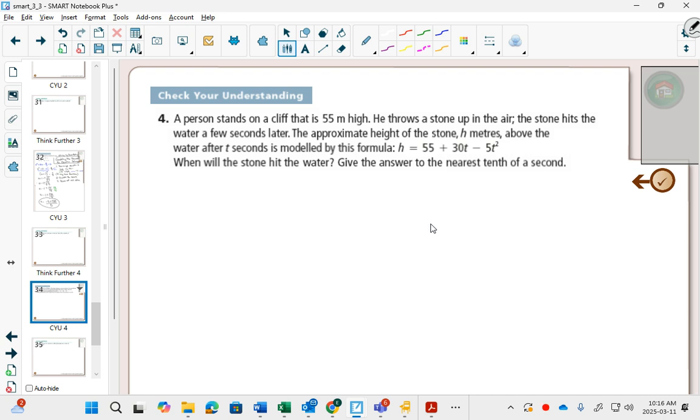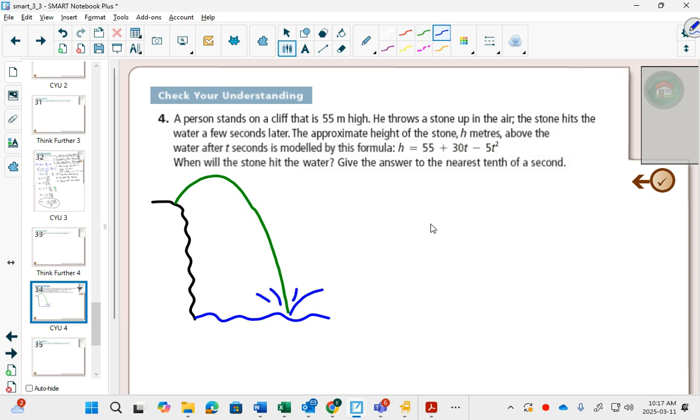Now, it's important to visualize what's happening. So here I'm going to draw a cliff with some water, and a stone is getting thrown up in the air, and then eventually, definitely making a splash, hitting the water at the bottom. They give us an equation, but we have to interpret this equation a little bit as well. They tell us the cliff is 55 meters high, and they give us a formula with height and time.